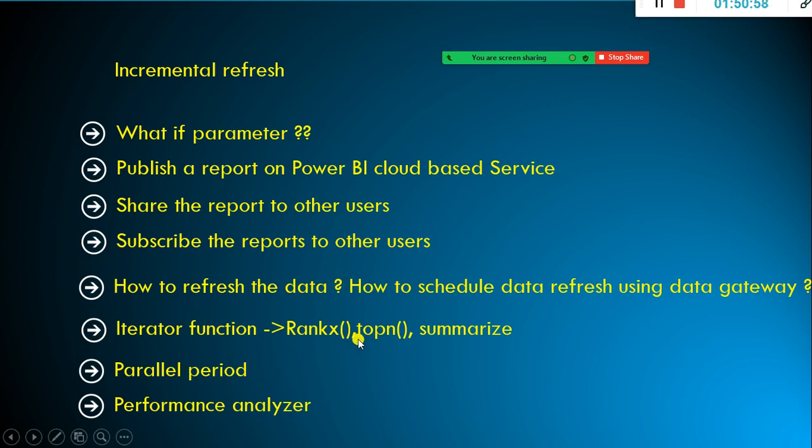So we have completed almost everything except these: parallel period, performance analyzer, iterator functions. RANKX is also a very simple function. TOPN is also simple: top 5 sales in the top 5 regions, top 5 regions by sales, and if you do ascending, it is going to show you the top 5. If you want the bottom 5, you need to use descending, that's all, okay.